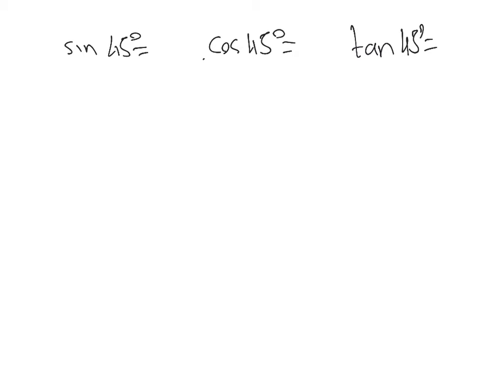Now, let's remember, trigonometry requires a right angle triangle. So if we're going to do this, the first thing we're going to need is a right angle triangle. Okay, there it is. What's the second thing we're going to need? Have you guessed yet? Of course, we need this triangle to have a 45-degree angle in it. Okay, so let's write that there, 45-degree angle.